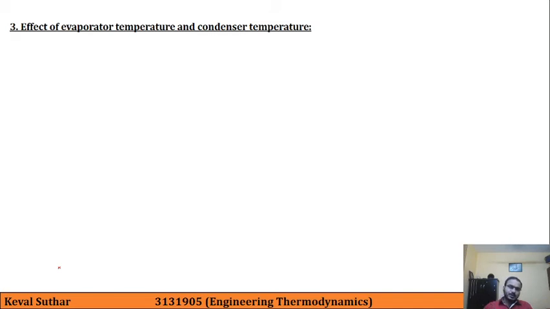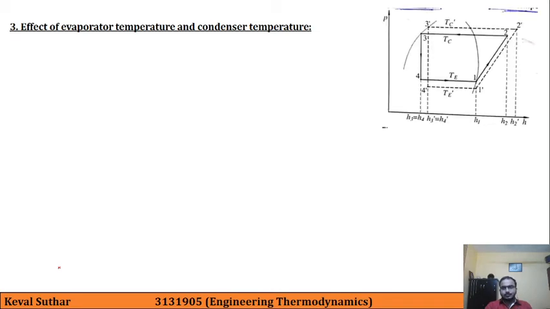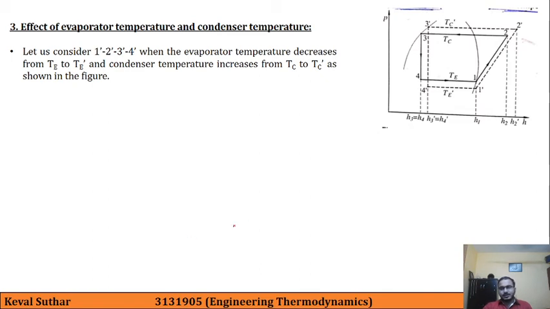Now the next is the effect of evaporator temperature and condenser temperature. Here what we have done is we have reduced the evaporator temperature and increased the condenser temperature. So let us consider 1 prime, 2 prime, 3 prime, 4 prime as our new cycle, when the evaporator temperature decreases from TE to TE prime and the condenser temperature increases from TC to TC prime as shown in the figure.